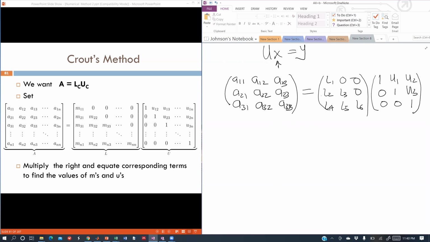Just as we did in the previous method, we will go by the idea of matrix equality, multiply the right side of the equation, and compare entries to find the values of L1, L2 up to L6 and U1, U2, and U3. Multiplying the right-hand side, row 1 times column 1 will give us L1. Row 1 times column 2 will give us L1 U1. Row 1 times column 3 will leave us with L1 U2.